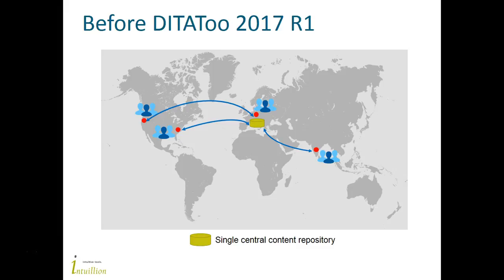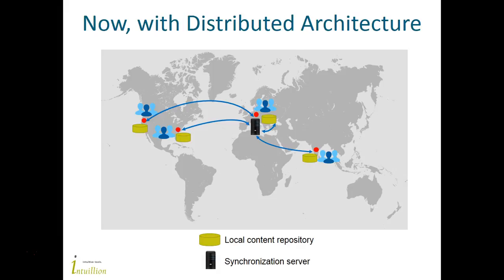Now, it's all different. Instead of setting up one central repository, each team gets their own repository. For example, if the team is based in 2 locations in the US, 1 location in Europe, and 1 location in India, 4 repositories are set up on the premises of each team, 1 repository per location. Each team will work with the repository that is closest to their geographical location.